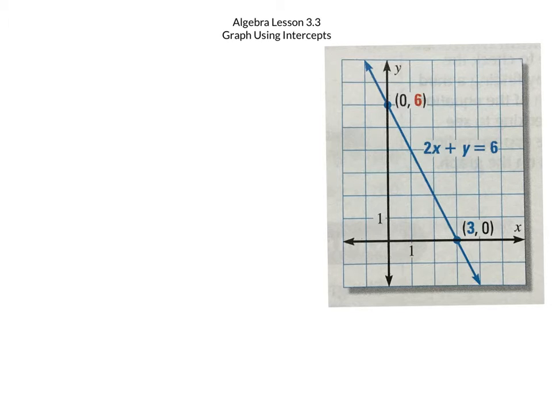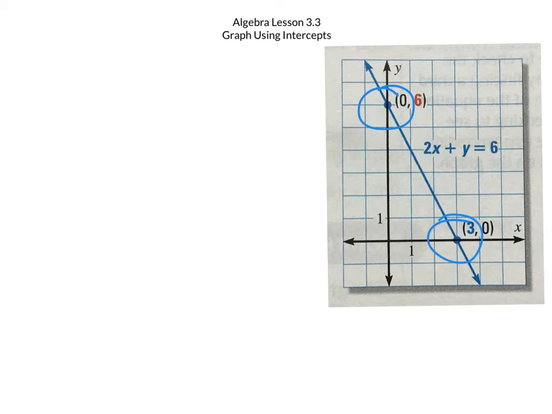An intercept is where your line that you're graphing crosses an axis, such as the y-axis or the x-axis. You see, I need to make this mirror. Hold up. Thank you. So you see our graph here.